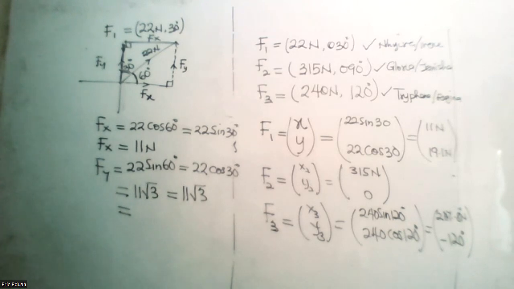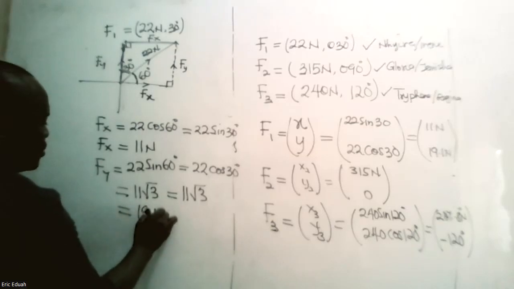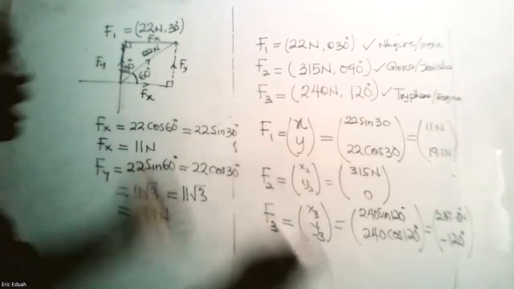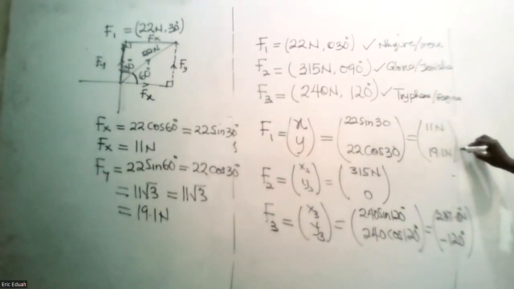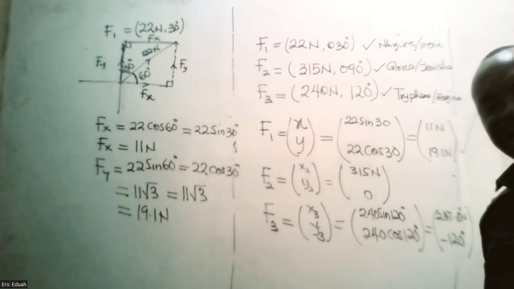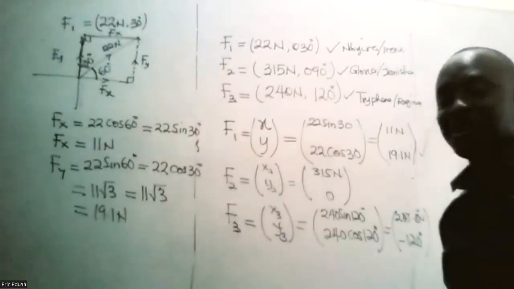Let's change 11 root 3 to decimal. 11 times root 3 is 19.1 Newton. So looking at what we have, I think Inshira and Irene got it right.